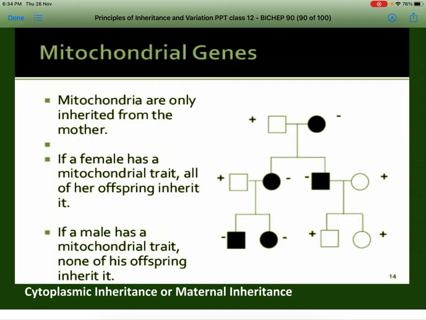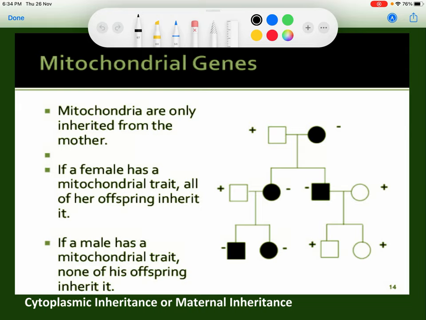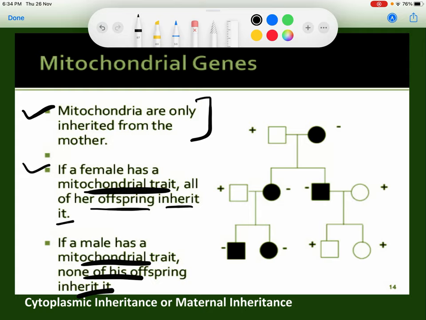And almost the last, mitochondrial gene. It is very special, right? Very special. Mitochondrial inheritance is done by genes which are present in mitochondria, and it is done only by the mother, not by the father. If a female has a mitochondrial trait, all her offspring inherit it. If a male has a mitochondrial trait, none of his offspring inherit it.